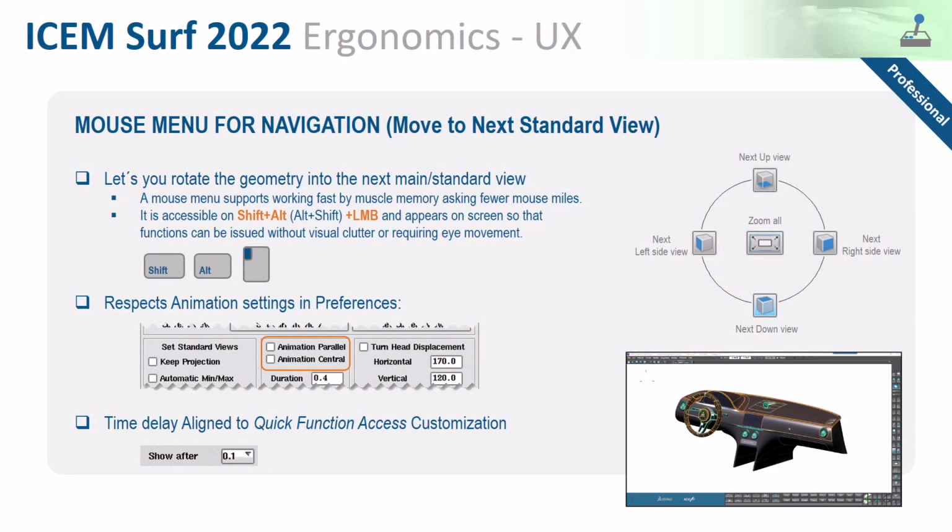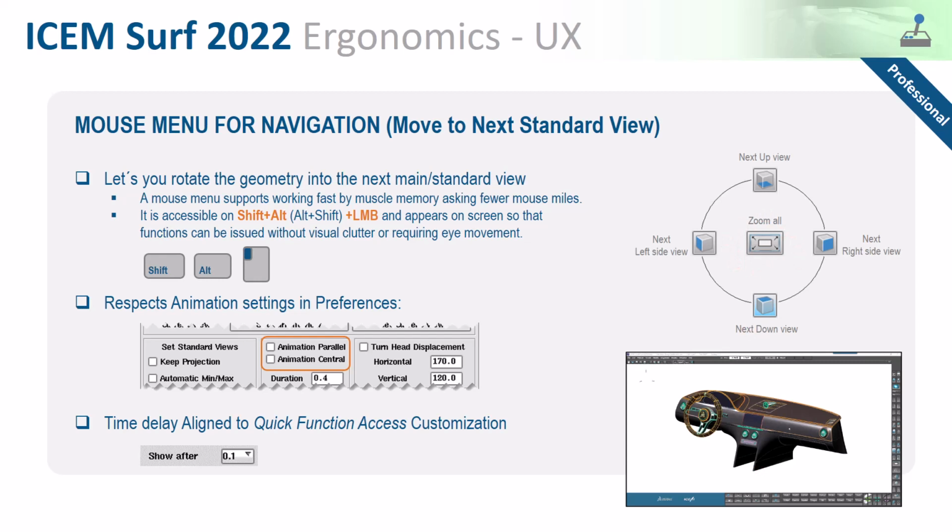Moving into ergonomics now, here is a super enhancement to the graphical user interface. We have a new mouse menu for navigation. I can summon the new mouse menu by pressing the Shift, Alt and left mouse button. It looks like this here on the screen. Swiping up, down, left and right to the next view. And also in the middle we have the zoom all option. I really like this one.